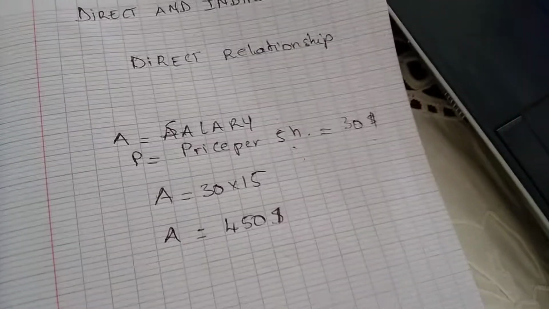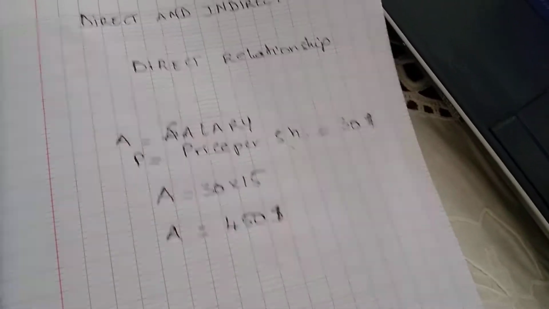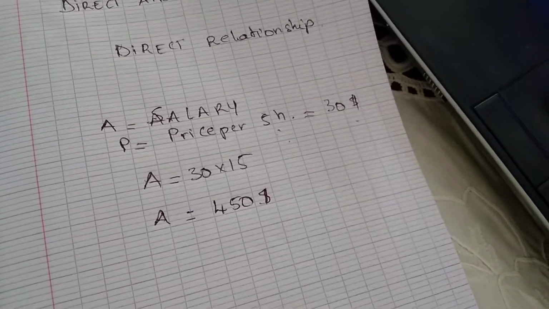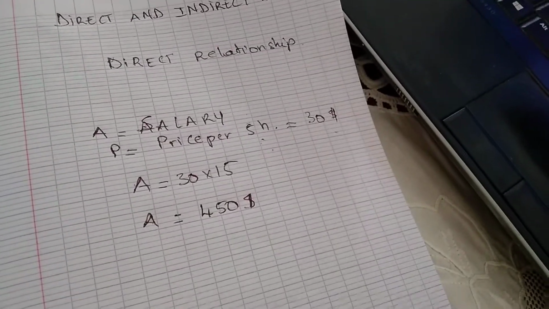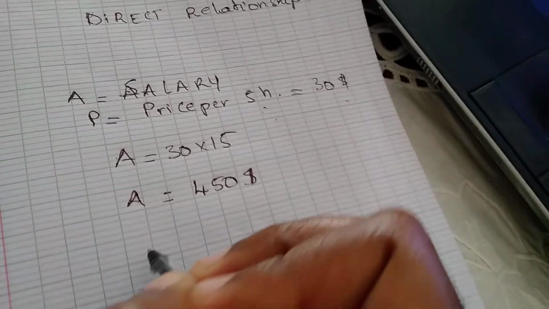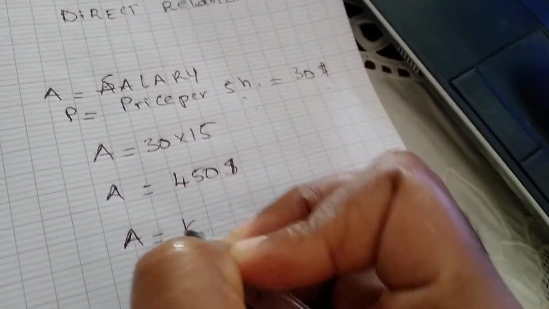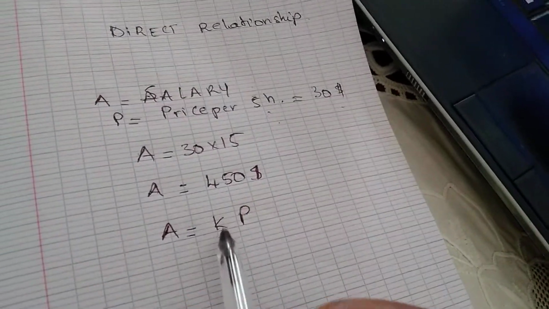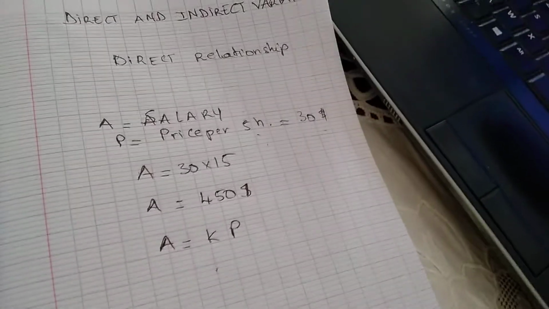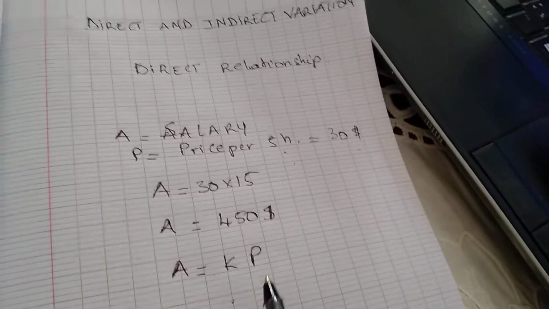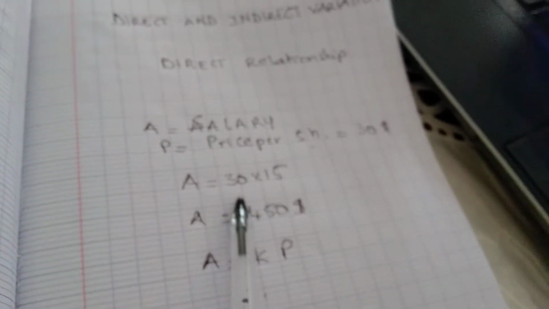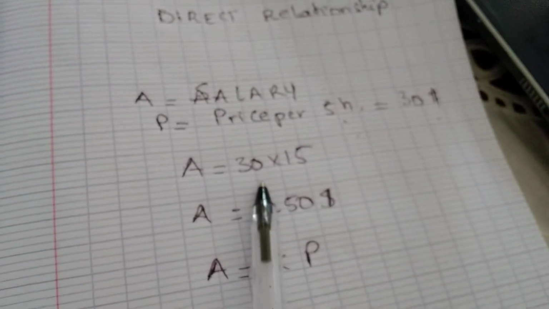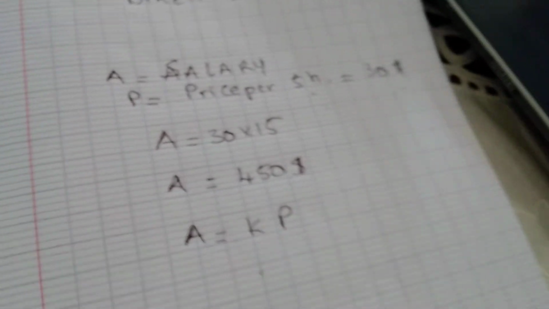So you realize that there is a direct relationship between the amount and the price, or let me say, your salary per 5 hours. As soon as you identify that, this is what you write. The relationship between the variables will now become A = KP. K here is the constant of proportionality, which is by how much P increases. And in this question, you can see that K here is 30. So this is what we call direct variation.